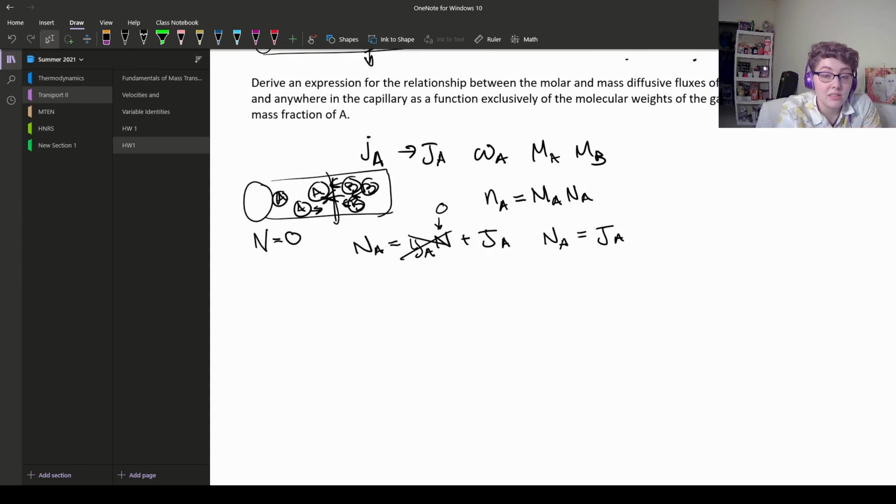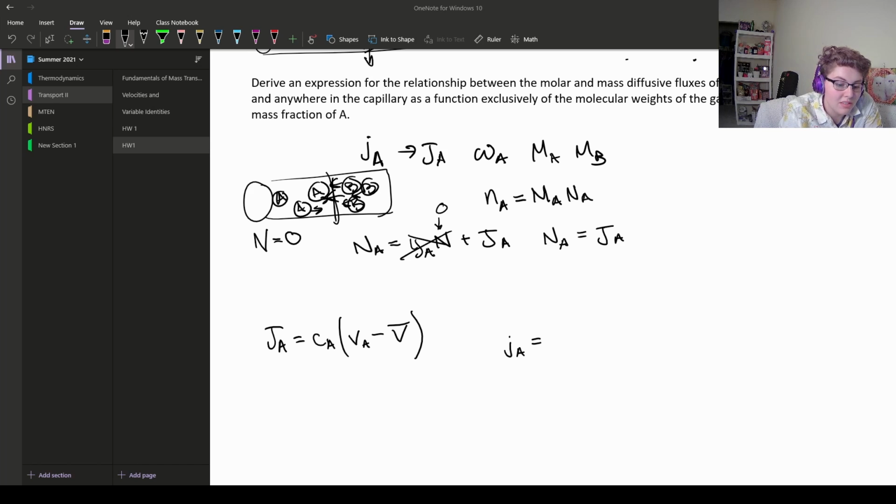Let's go ahead and define the mass diffusive flux and the molar diffusive flux. We'll start with the molar diffusive flux of A. We know that that is equal to the molar concentration of A times the velocity of A minus the molar average velocity of the system. And the mass diffusive flux is much the same, just in terms of mass. The mass diffusive flux of component A is equal to the mass concentration of A times the velocity of A minus the mass average velocity of the system.